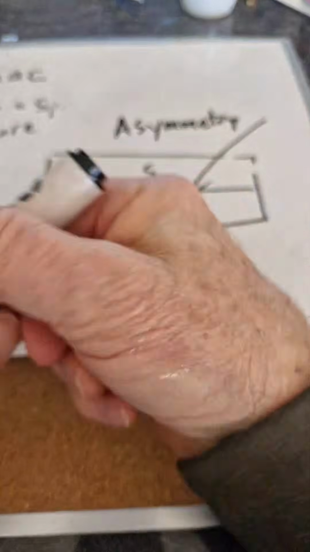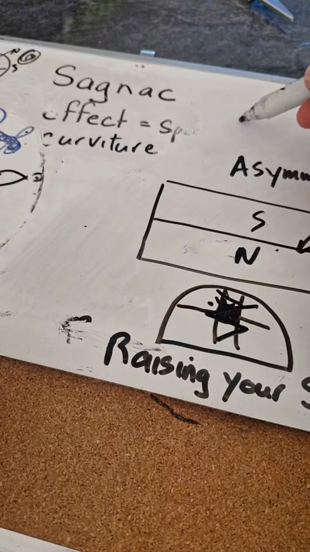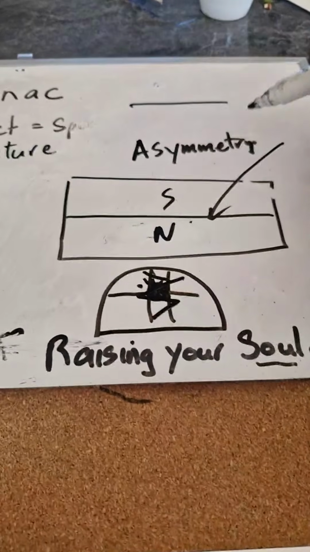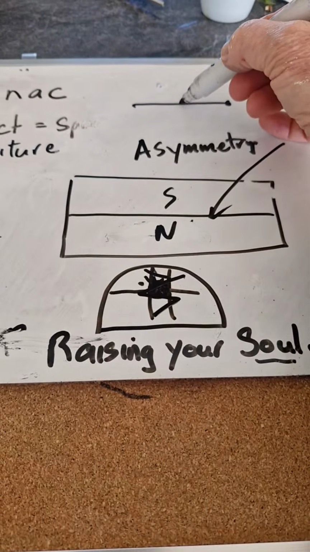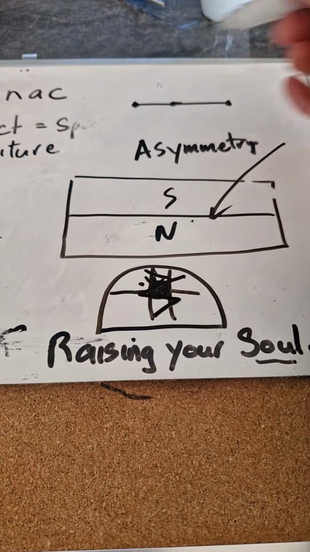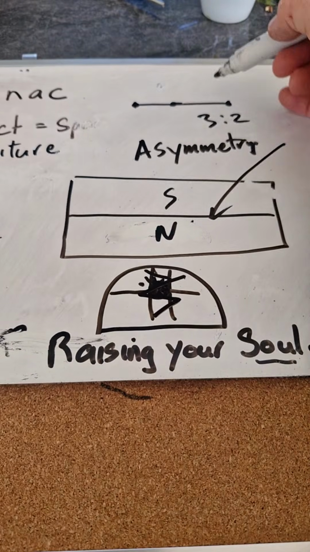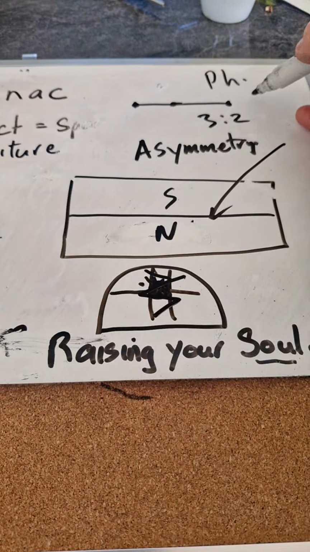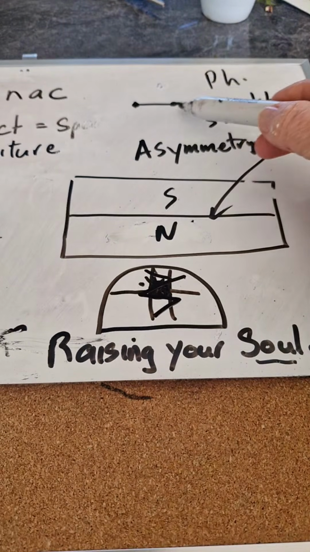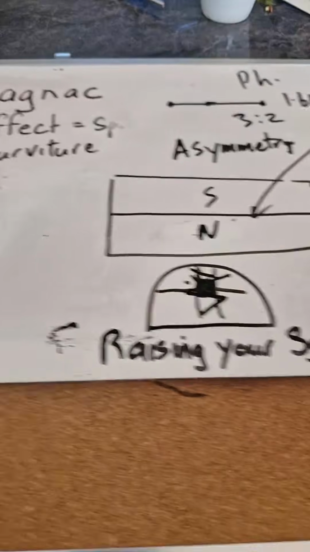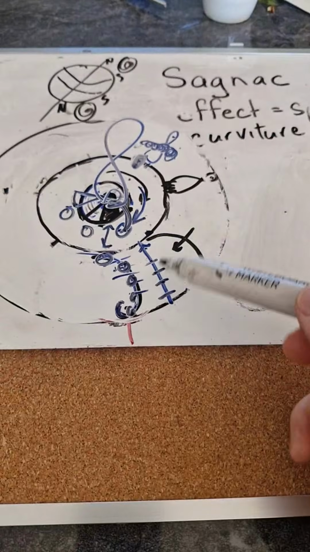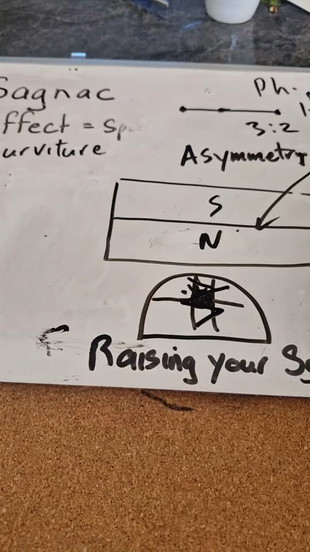Understand this asymmetry is Plato's unequal divided line, isn't it? Unequal divided line. Almost 3:2, which is phi, 1.618. This is phi, the unequal divided line. And that takes you back to the golden ratio. It's all phi connected. Phi.